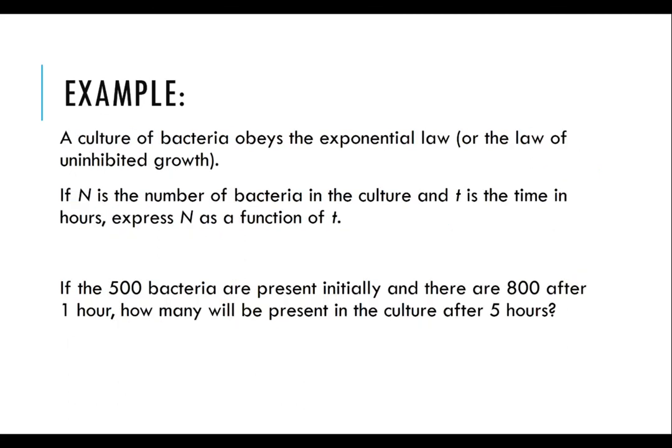A culture of bacteria obeys the exponential law, or the law of uninhibited growth. If n is the number of bacteria in the culture and t is the time in hours, express n as a function of t. This is our exponential growth formula. So that is n of t is equal to n sub naught, that initial population, times e raised to the kt. So now if they say that 500 bacteria are present initially and there are 800 after 1 hour, how many will be present in the culture after 5 hours?